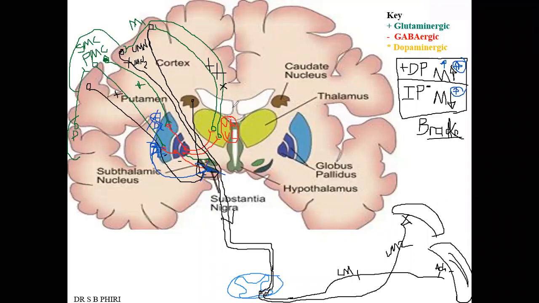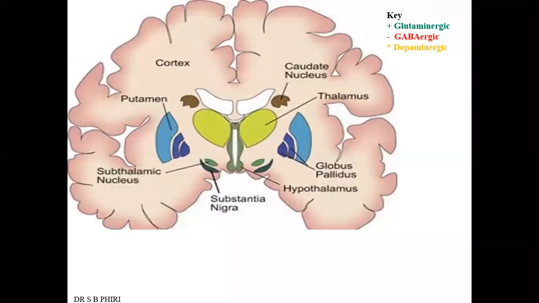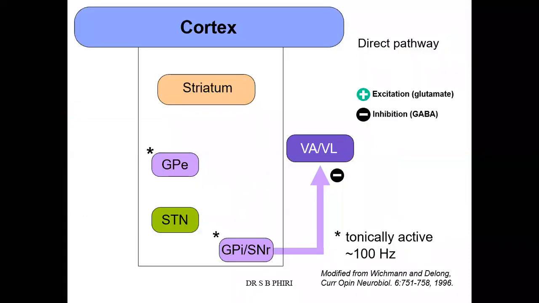Okay. So I hope you've understood the direct pathway and the indirect pathway. But if you didn't understand, in the next few slides, I'll still just summarize the direct and the indirect pathway with regard to the function of the basal ganglia.